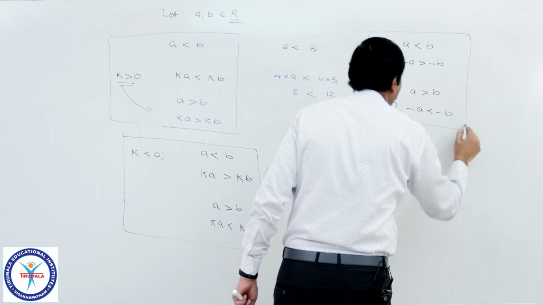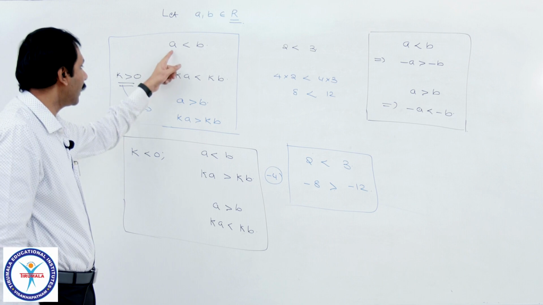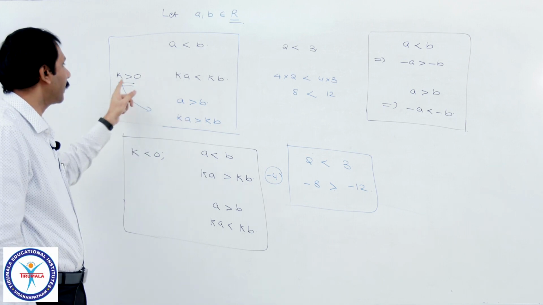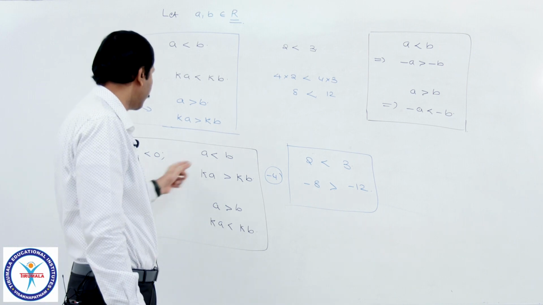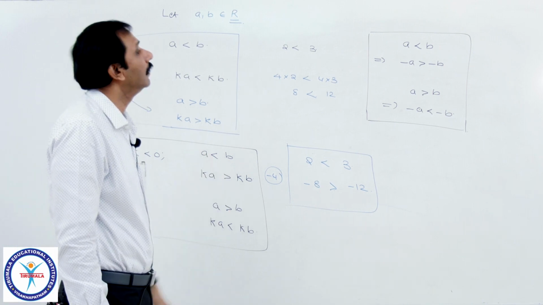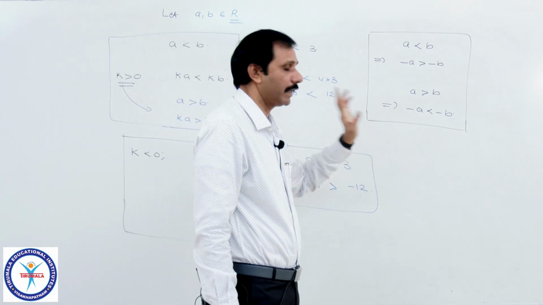Please make a note of these 3 boxes. When k greater than 0, what will happen if you multiply this inequality with k? When k less than 0, if you multiply the inequality with that, what will happen? A less than b means minus a greater than minus b, a greater than b means minus a less than minus b.